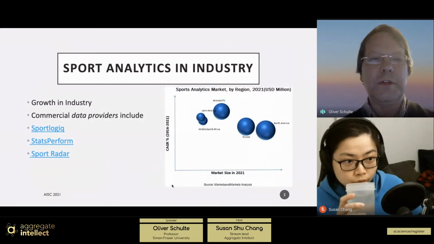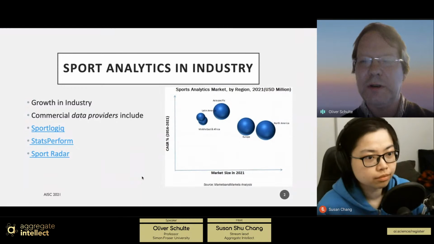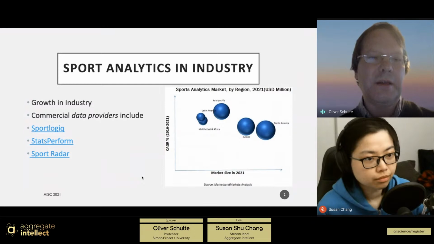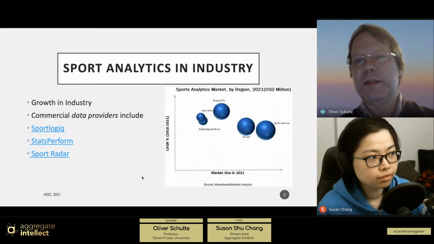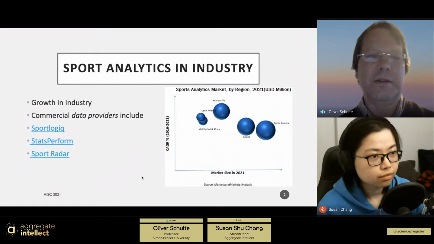So I wanted to start with just a high-level overview of sports analytics and what's going on there. There's been a lot of growth in the industry. I gave a little chart from a consulting company. With a growing interest in sports analytics, there have been a number of commercial data providers. In addition to Sport Logique, big names are Stats Perform, Sports Radar. And sports analytics is a great area for machine learning because we have much data already, and they keep growing. So like every game night generates a couple of thousands of event data points.